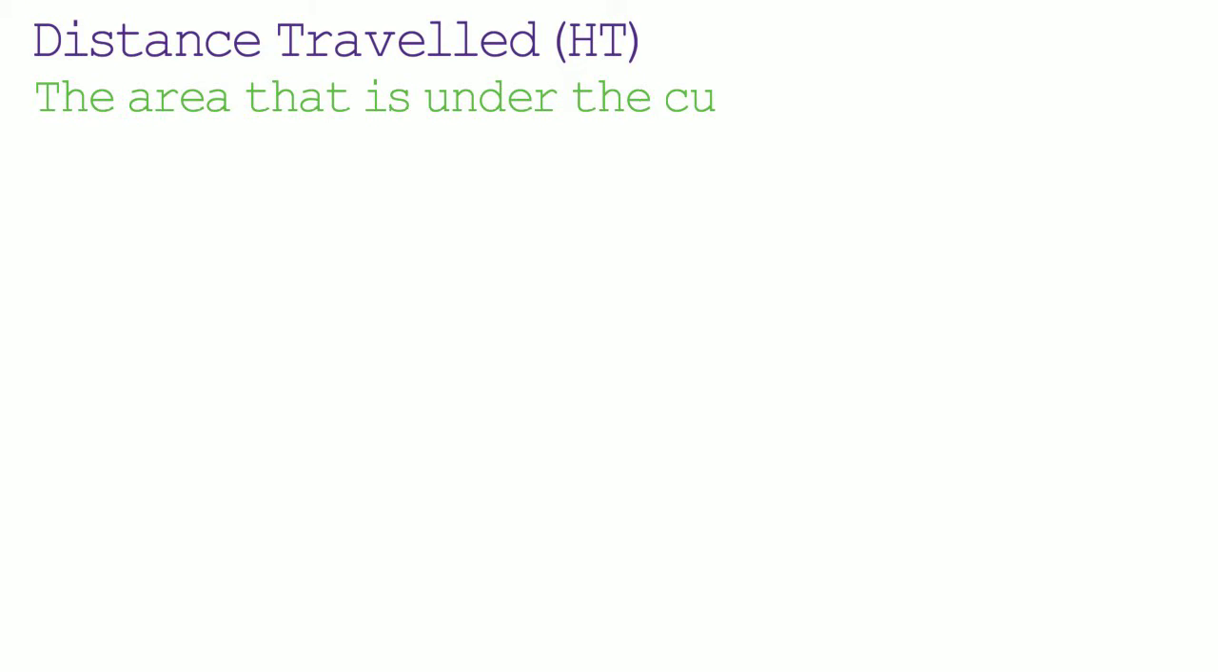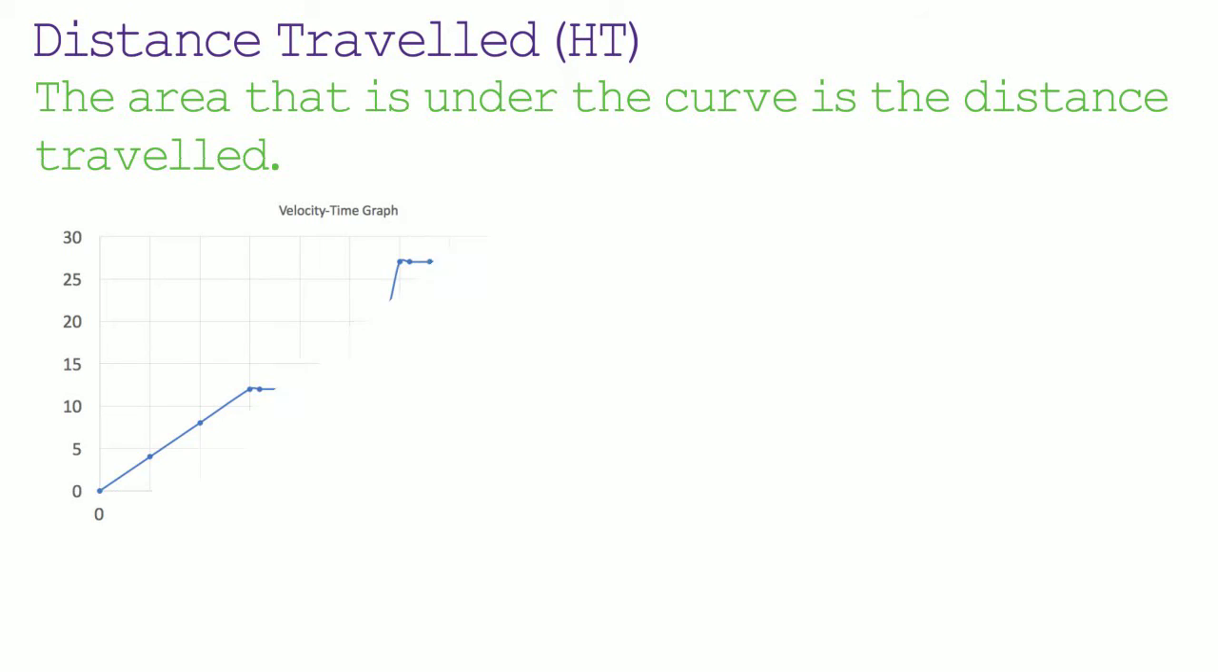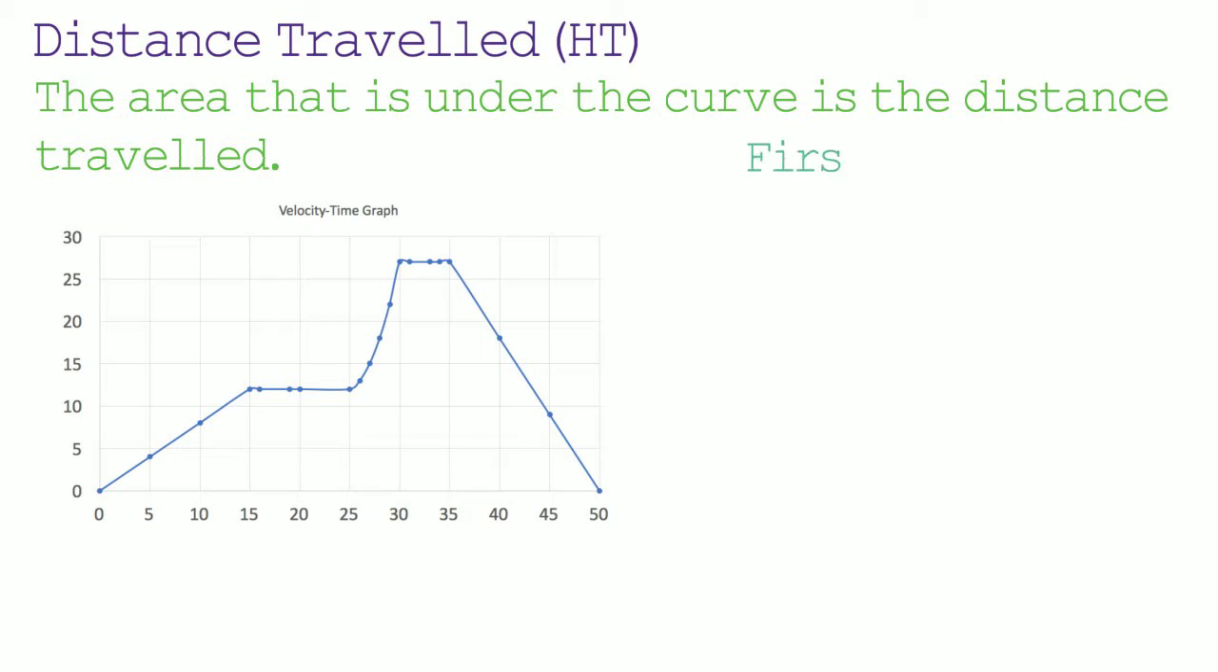We can work out the distance travelled by working out the area under the velocity time line. You are only required to do this if you are sitting the higher tier paper. So let's work out how far this object travelled in its first 25 seconds. The easiest way to work the distance travelled out is to split the graph into two sections.